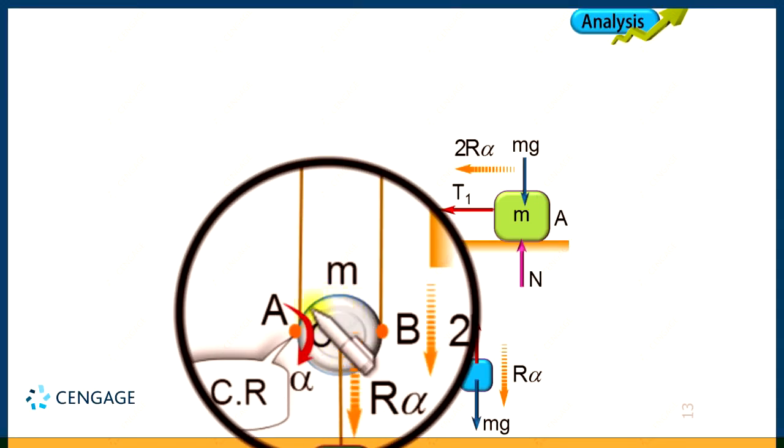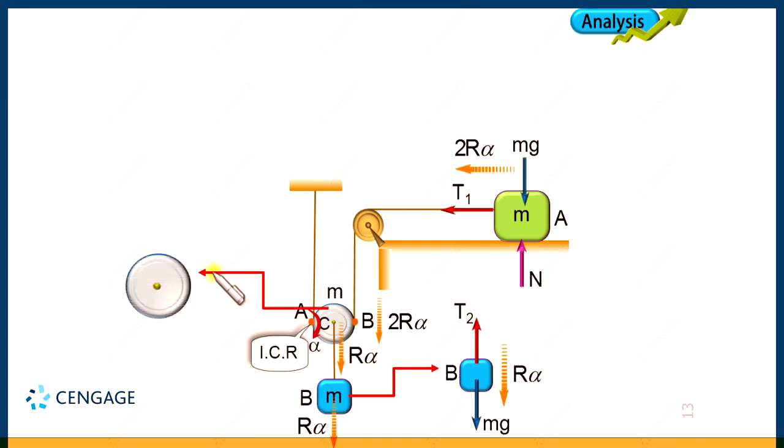Now consider the free body diagram of this pulley. You can observe here the pulley is having four forces: tension 1, tension 2, tension 3, and weight. So let us make the free body diagram of this. Weight will act in the downward direction, that is mg, because the mass of this disc is the same as the mass of this block and this block also.